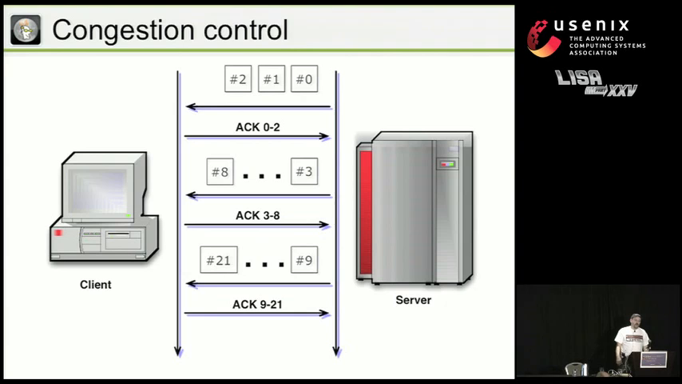And the typical today is that you start off with what's called an initial congestion window of 3 packets. And what that means is the server can send no more than 3 packets on the wire before it has to wait for an ACK back from the client saying, hey, I received these 3 packets.